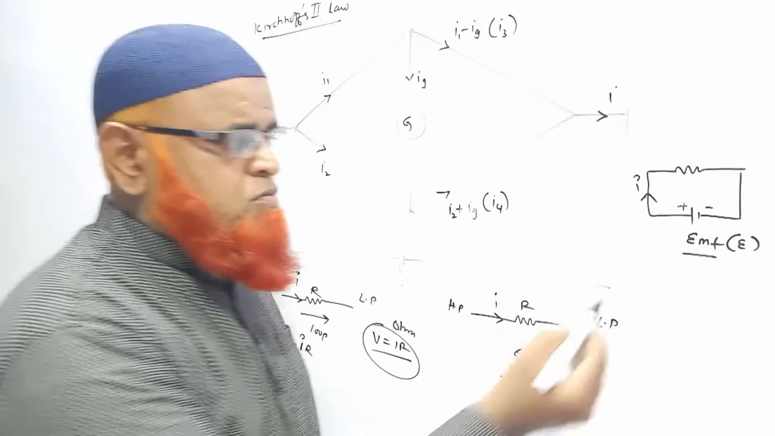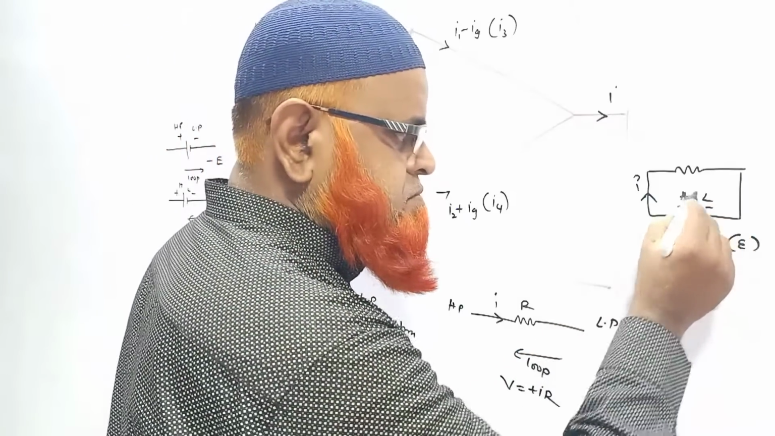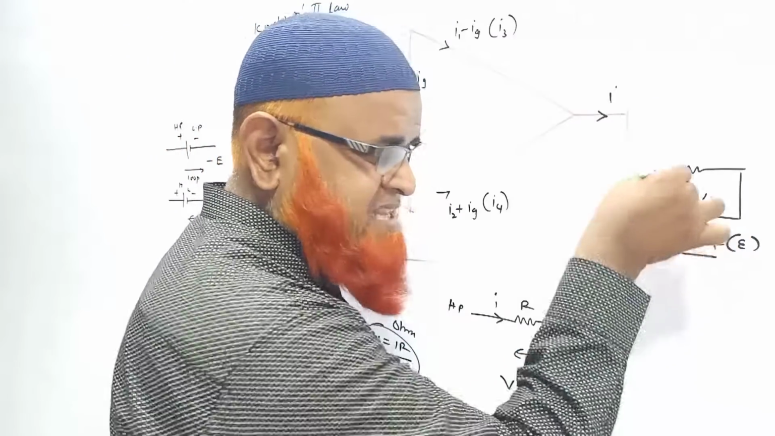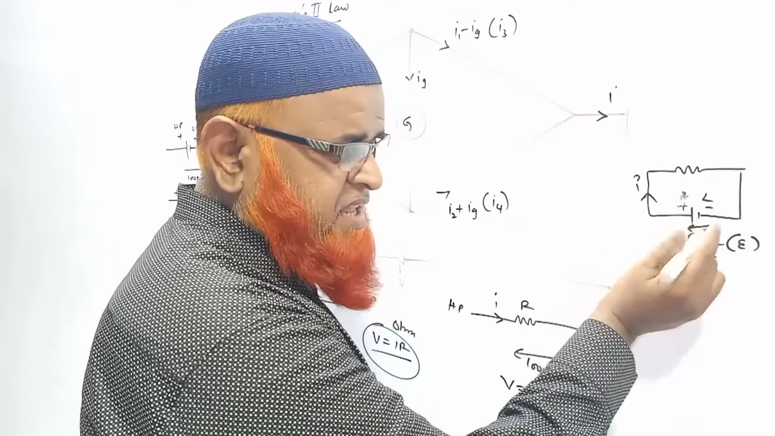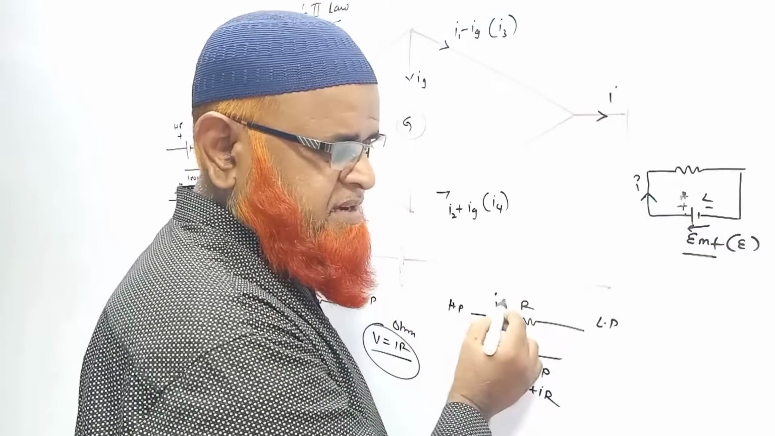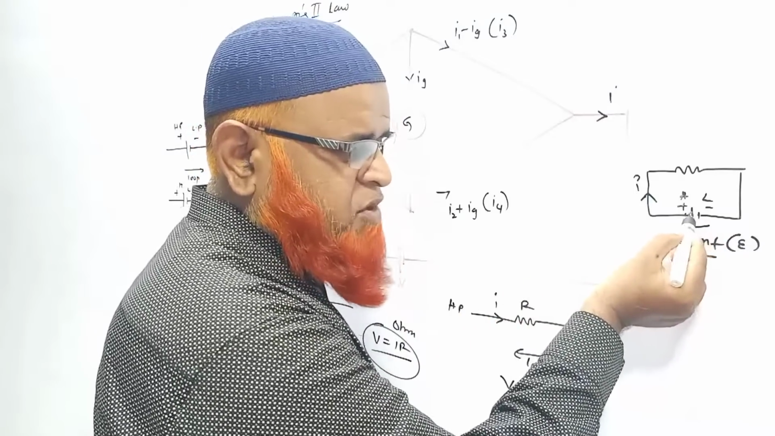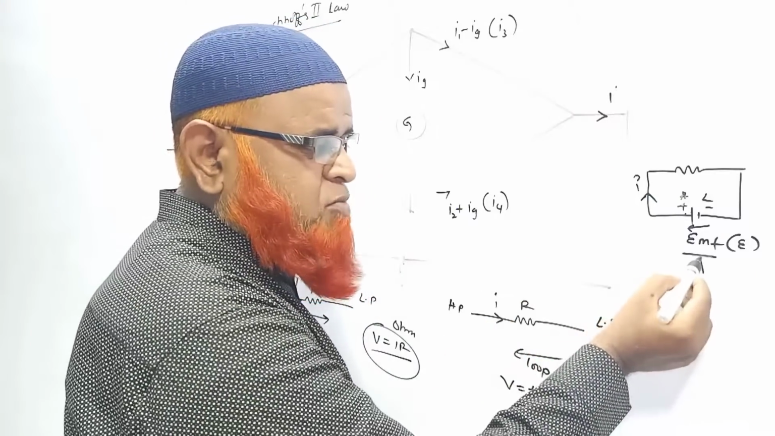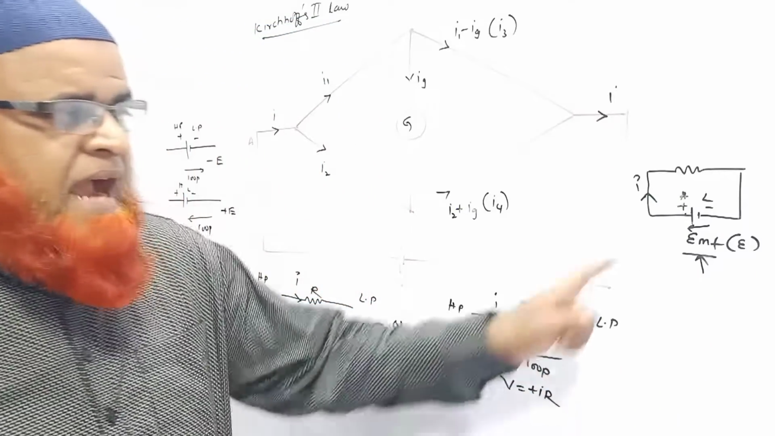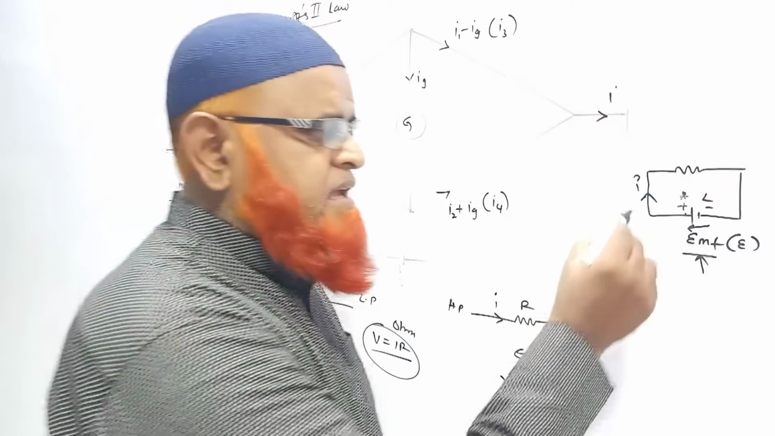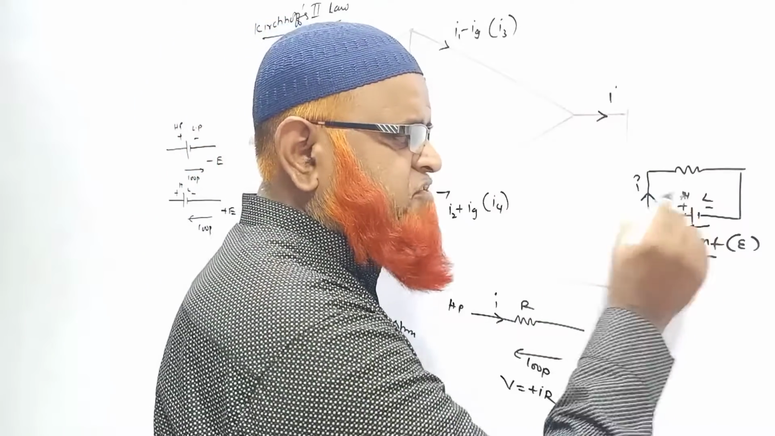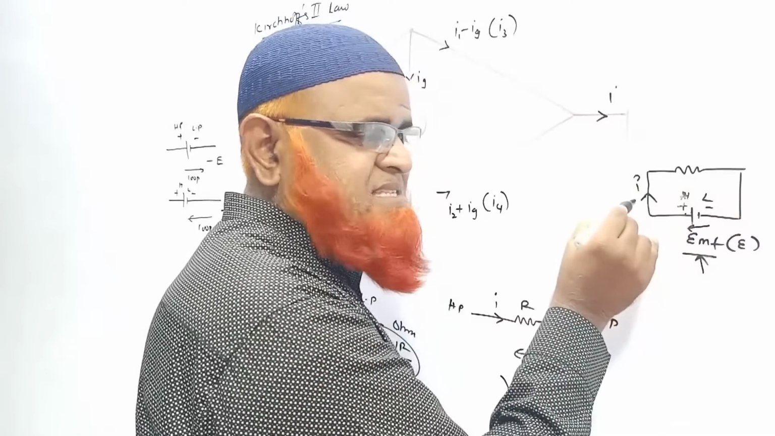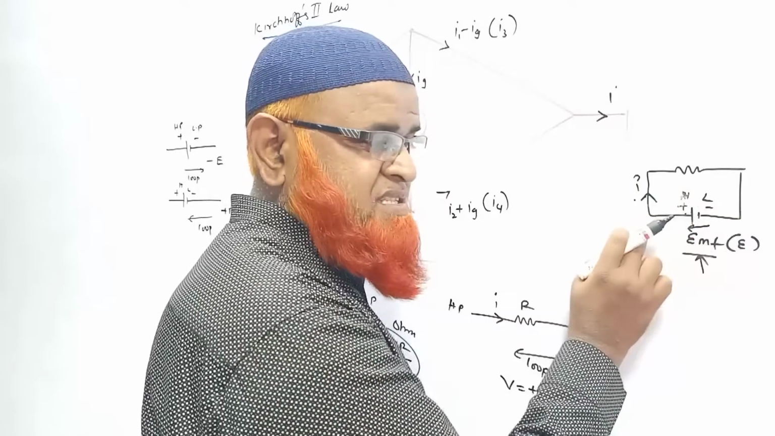Understand? To move from lower to higher inside the battery. Inside the battery, this is lower and this is higher. And charges move from lower to higher inside the battery, and that is called electromotive force. And outside the battery, charges are moving from higher to lower, which is called potential difference.